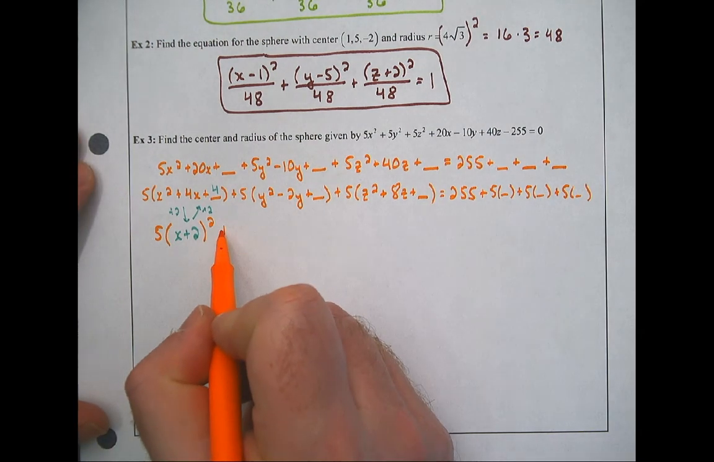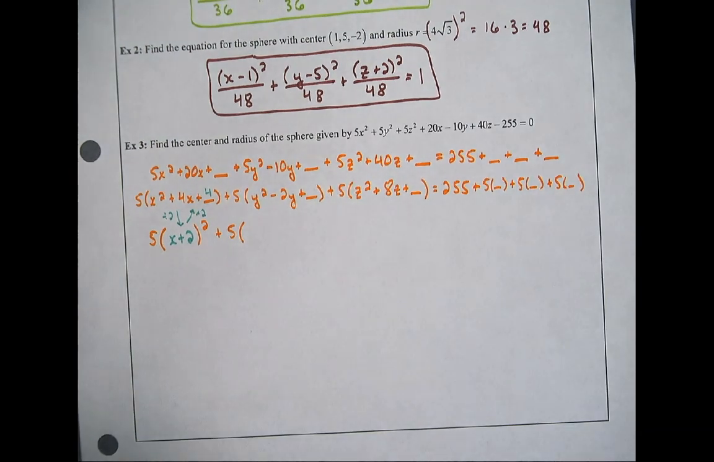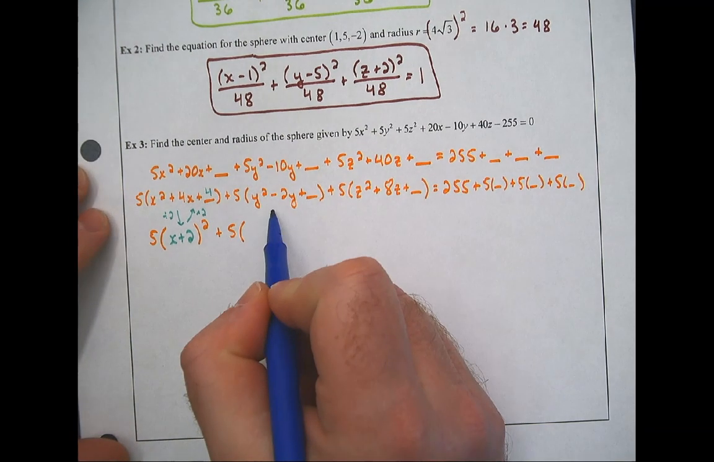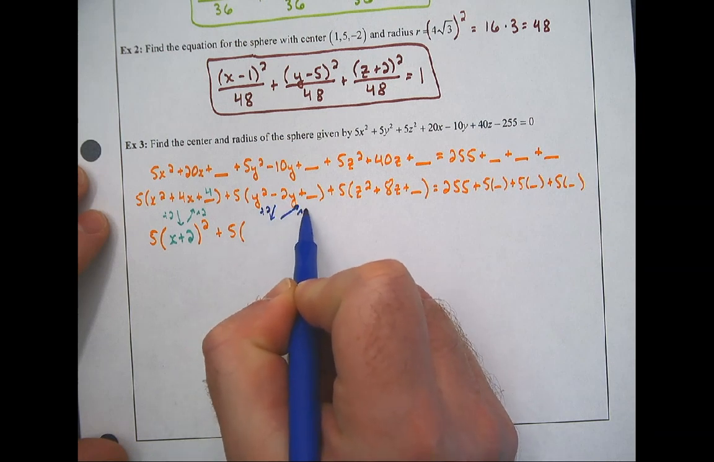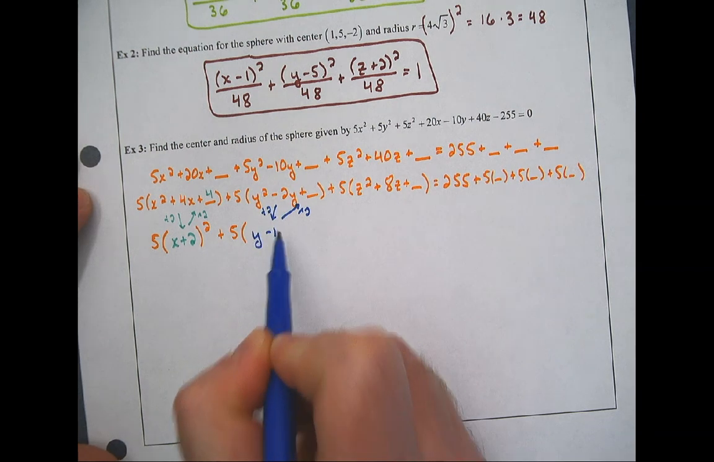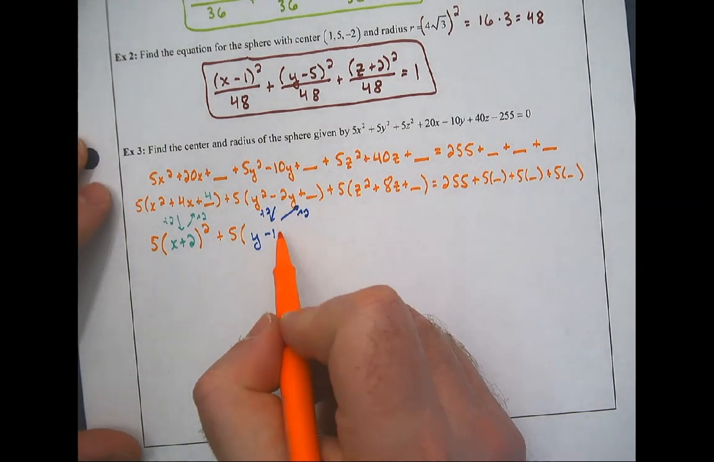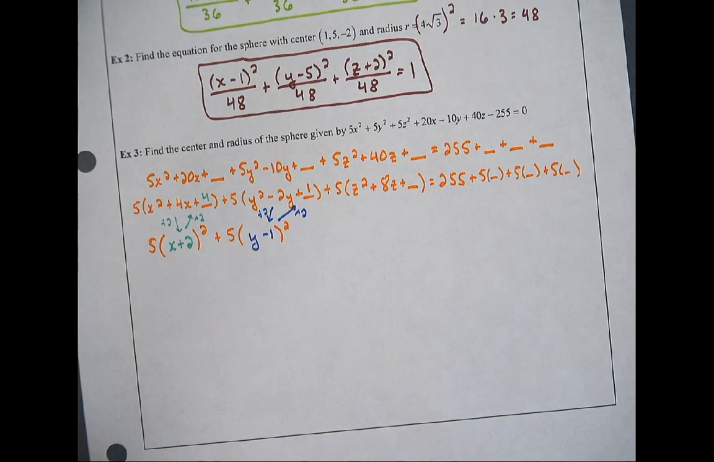Plus, now I've got my next group. I'm going to do the same thing, but I'm going to do it for the y's. So we need to cut it in half. Trying to get a good color. Maybe a nice blue here. So I'm going to divide by 2, and then I'm going to square it back up here. So that would be y. Cut in half would be -1. And then squared, -1 squared is still 1.